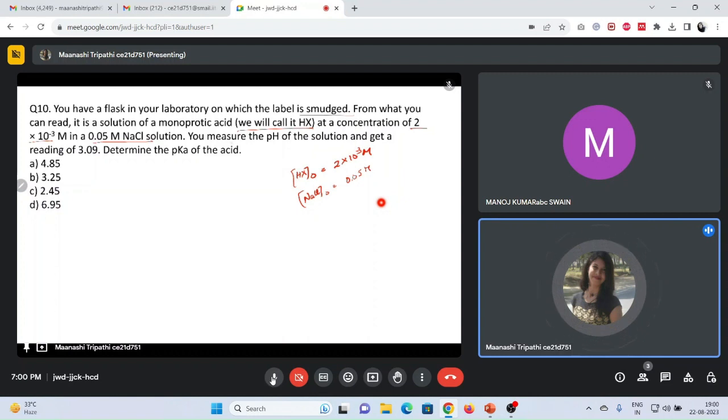And you measure the pH. How much pH are you measuring? pH is 3.09, so H plus is 10^-3.09. You need to determine the pKa value. So please solve this question. We will see the solution in a while.